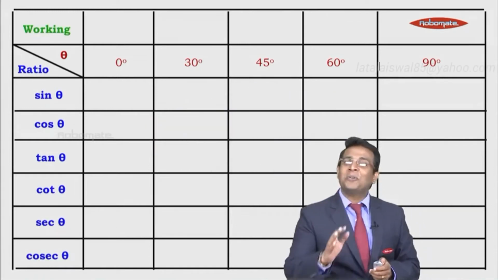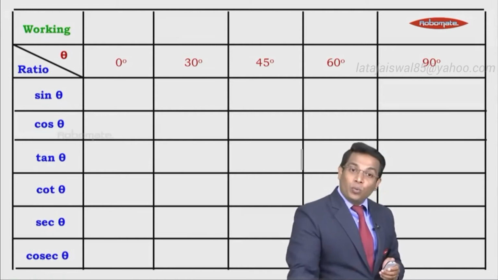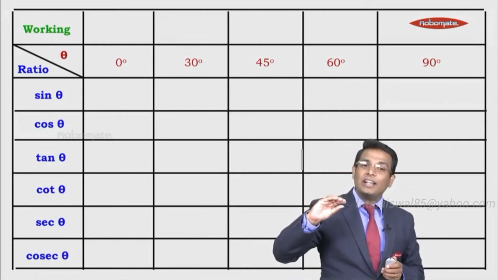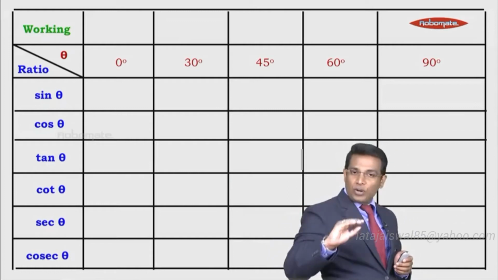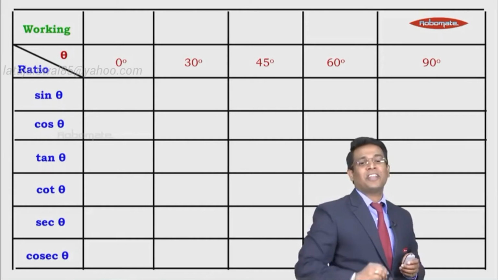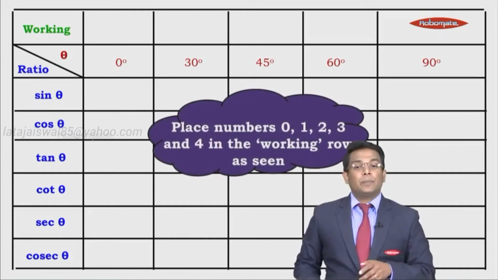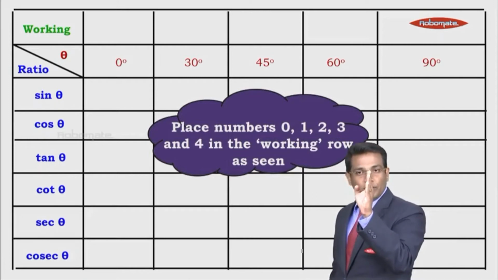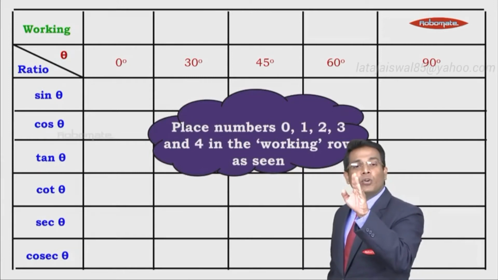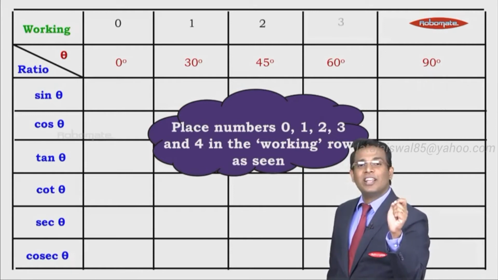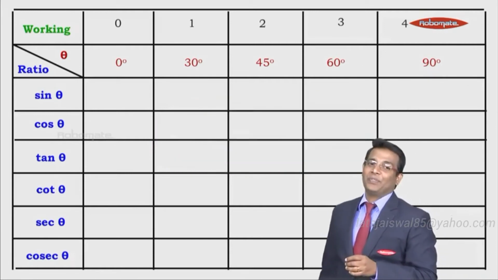See the working row, right? Observe. And that working, to get the value of sin theta for all the values, that is 0 degree, 30 degree, 45 degree, 60 degree and 90 degree, I'll show you a small working. It's very simple. Just place the numbers starting from the first column, that working, from 0 to 4. So it will be 0, 1, 2, 3, 4, right?